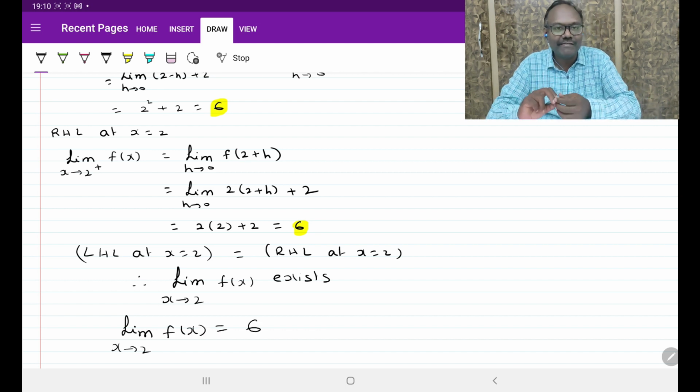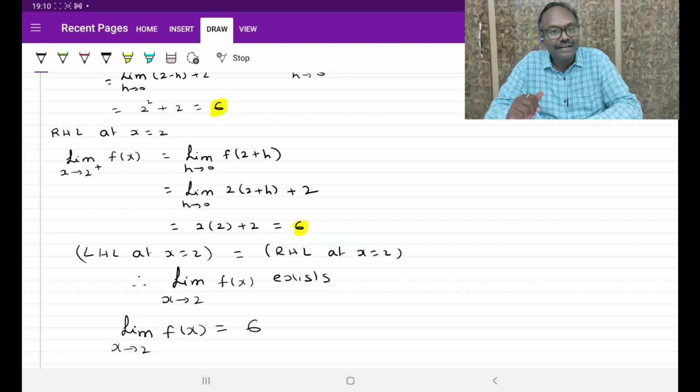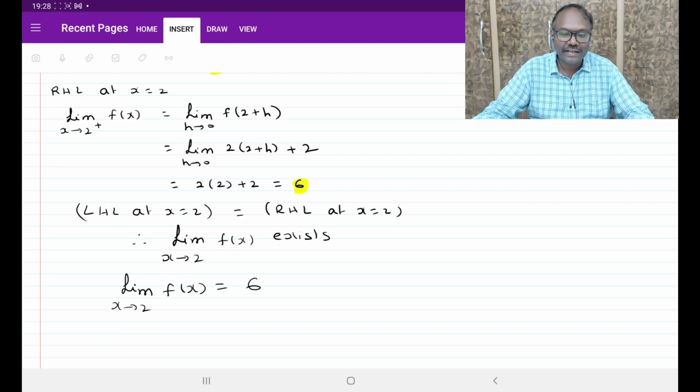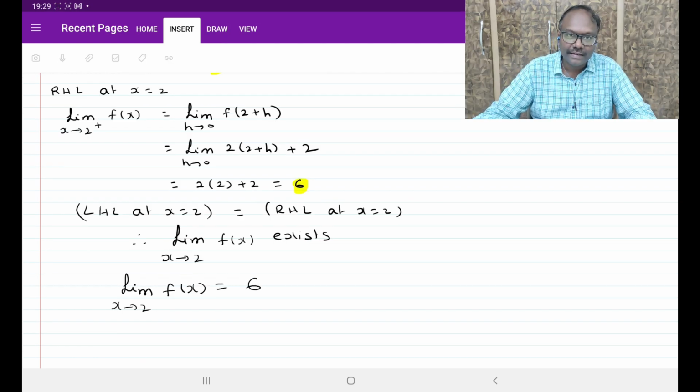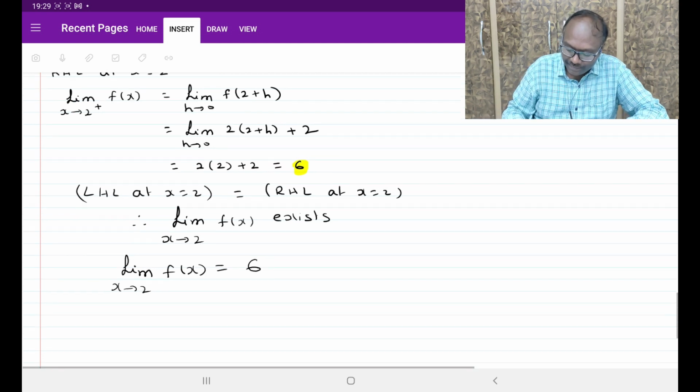So this is how we evaluate the limit, where the definition changes at a point where the tending value is that particular number. So you can pause the video and make a note of these problems. Well, now let us see another problem.